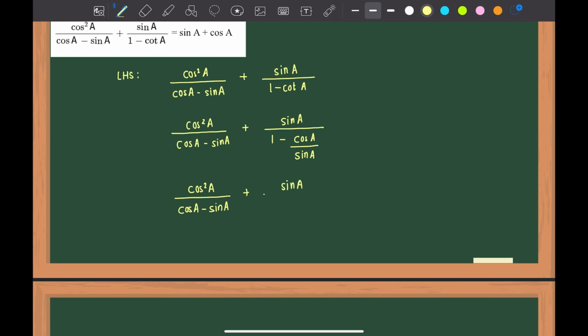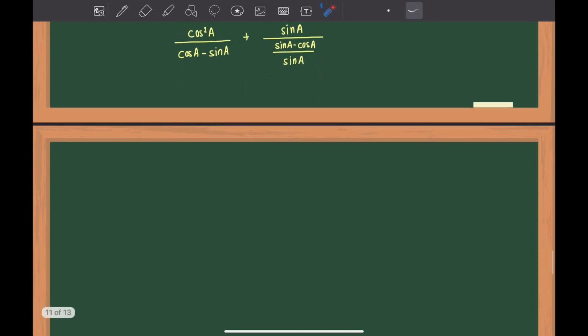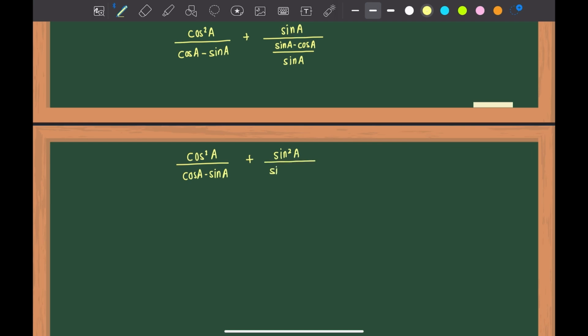in the particular denominator I have to take the LCM. So this will be simply sine A minus cos A. This sine will be moving to the numerator. So in the next step we can write these as cos square A upon cos A minus sin A plus sin square A upon sin A minus cos A.